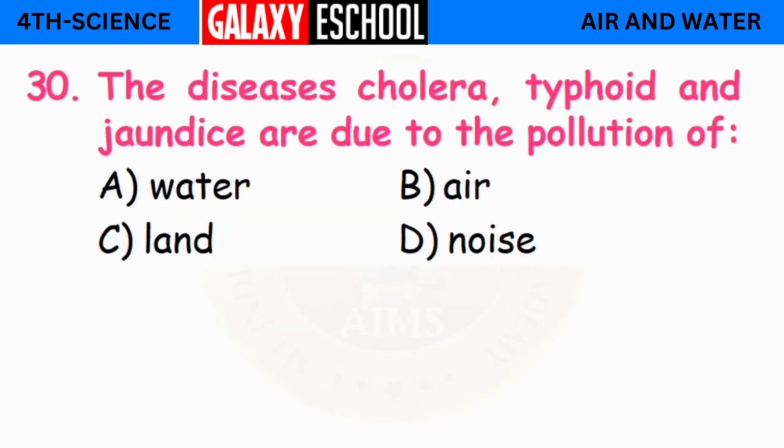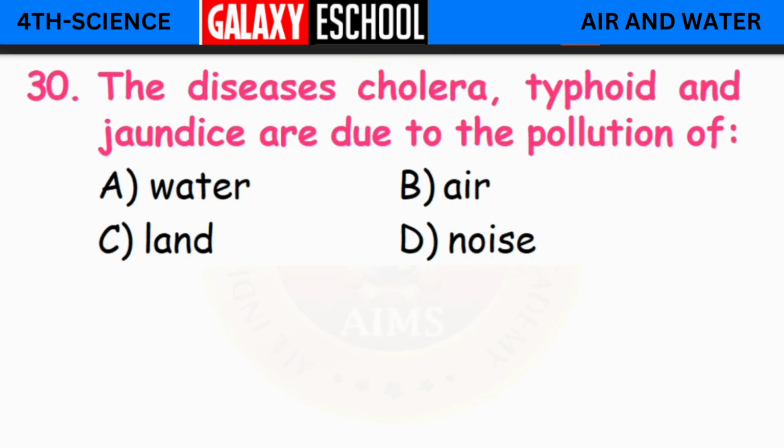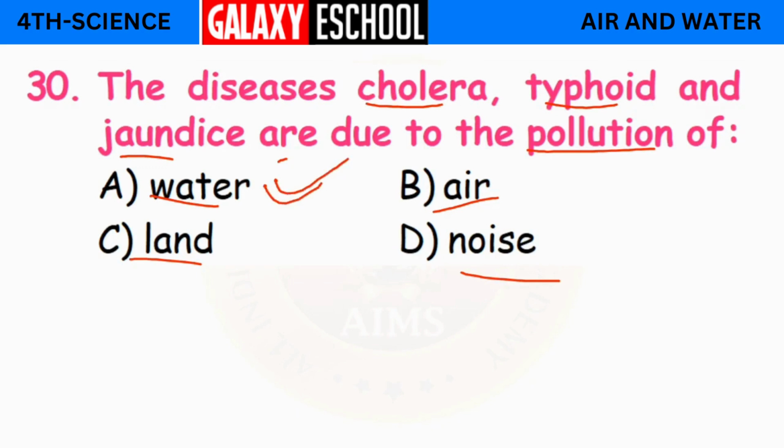The diseases cholera, typhoid and jaundice are due to the pollution of. So these three diseases are because of the pollution of water, air, land or noise. By which pollution do we get these, children? By water pollution. So A is the correct answer. That is why we have to always drink pure water, otherwise we will be affected with such types of diseases.